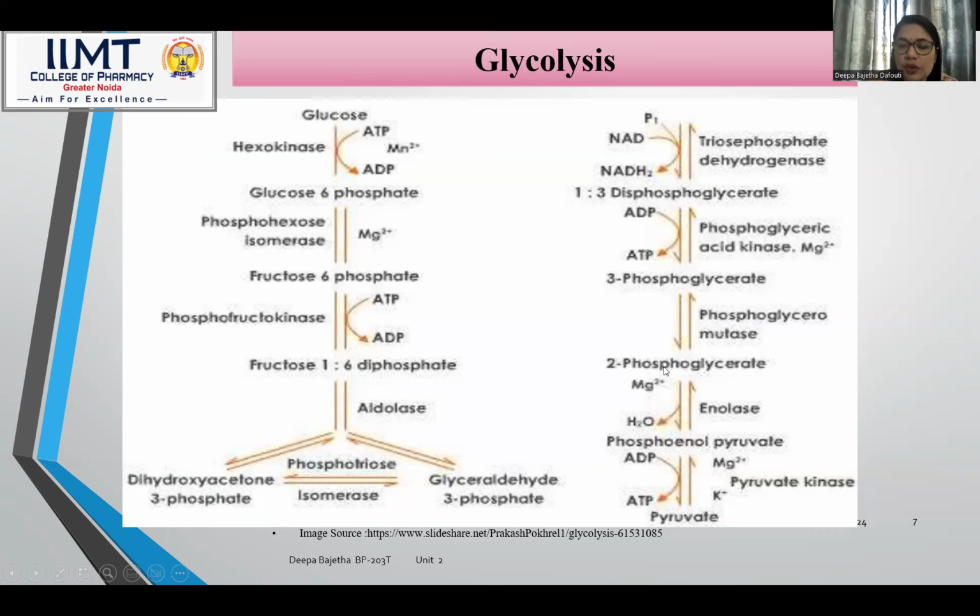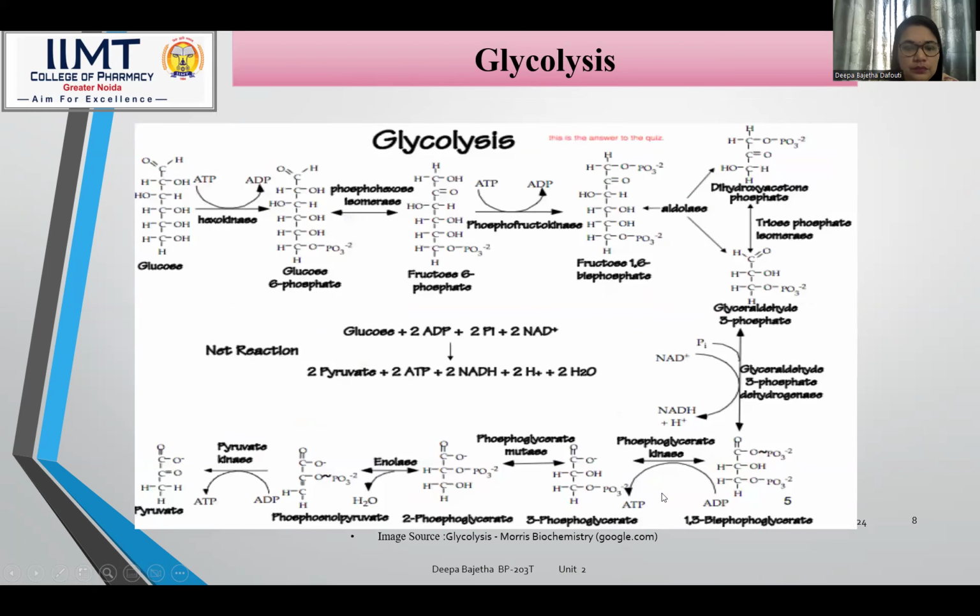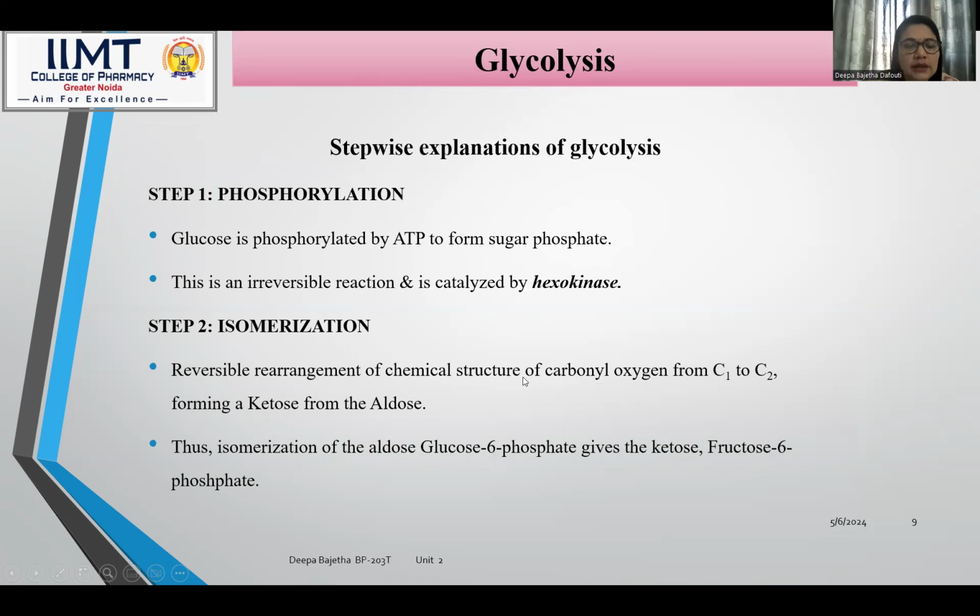3-phosphoglycerate is converted into 2-phosphoglycerate with the help of phosphoglycerate mutase enzyme. 2-phosphoglycerate is converted into phosphoenol pyruvate with the help of enzyme enolase. And this phosphoenol pyruvate is finally converted into pyruvate with the help of enzyme pyruvate kinase, and one more ATP is synthesized in this step. You can make this glycolysis cycle with these structures also.